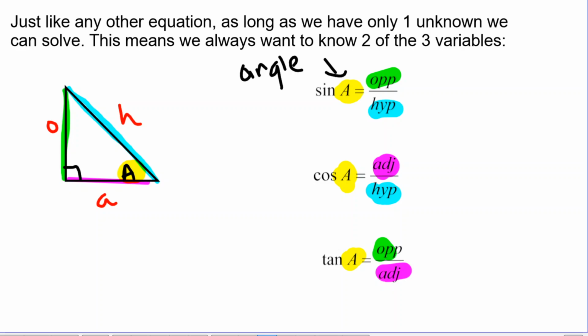Okay. So if I'm wanting to find an unknown, and that's what we're going to do for a lot of these problem solving, each of these has 3 spaces for variables. I have to be able to fill in 2 of the 3. And so that's going to help me determine in a lot of situations, am I going to use the sine equation to solve for an unknown value? Am I going to use the cosine equation, or am I going to use the tangent equation? So let's look at some examples.